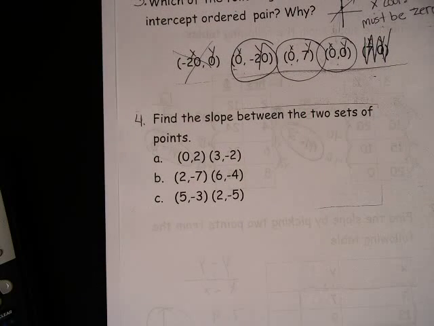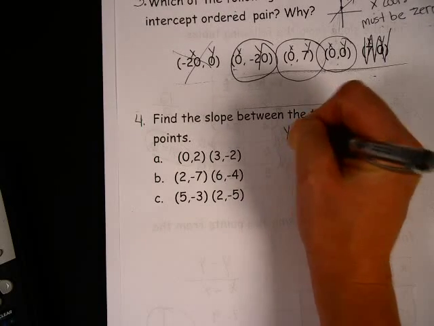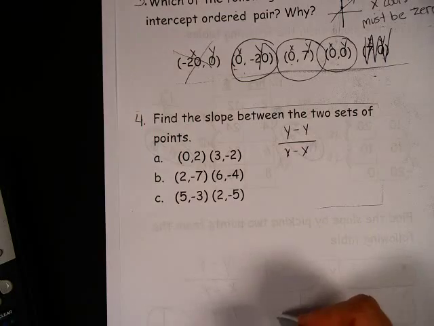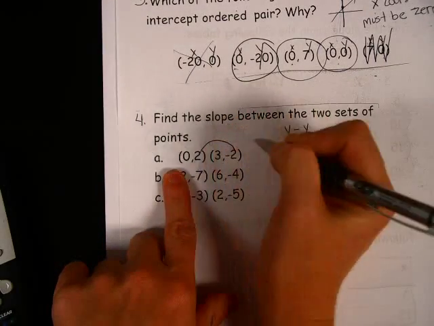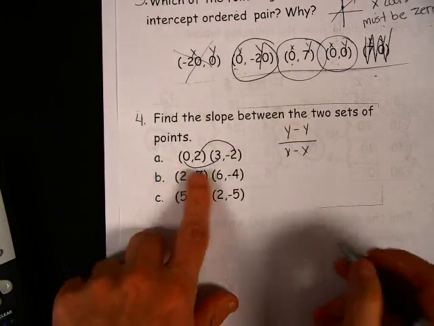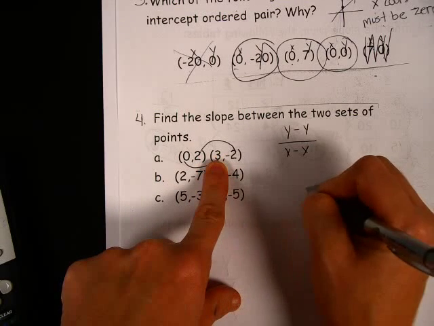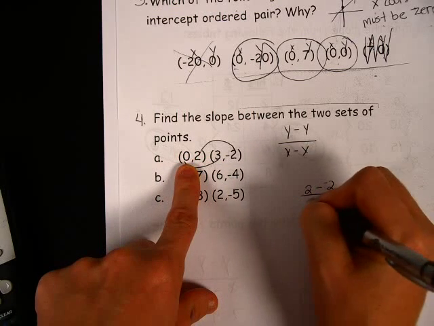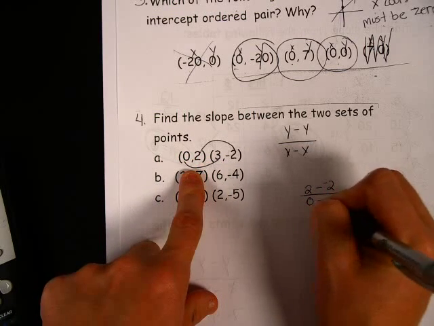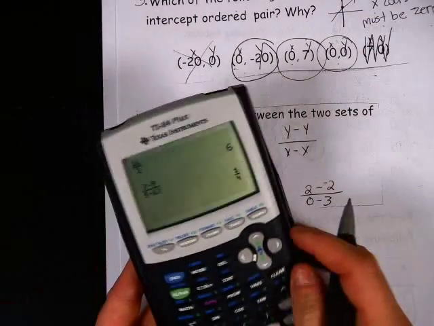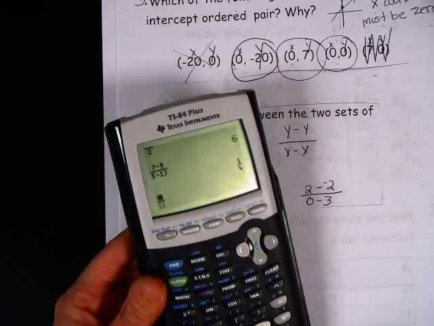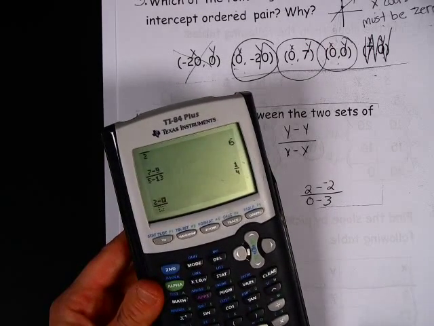Okay. It now says find the slope with 2 sets of points. Again, our formula is y minus y over x minus x. So here are my 2 y's, here are my 2 x's. The y's have to go first: 2 minus negative 2 over 0 minus 3. Again, get out the calculator. Alpha, stat plot, and you just type it in exactly the way you wrote it.